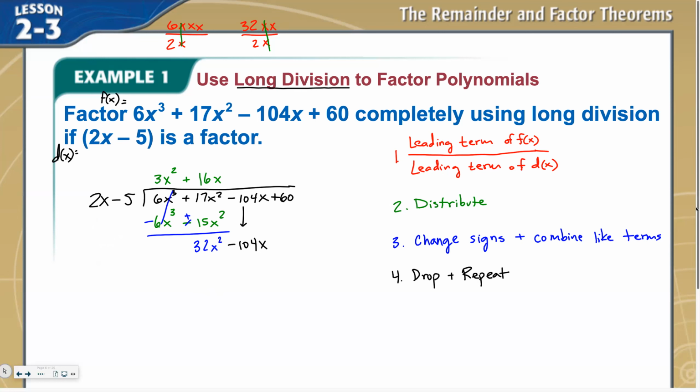Okay, step 2. I now distribute. So I'm taking this 16x and I'm multiplying it by 2x and also by negative 5. What is 2x times this 16x? What is 2 times 16? 32. And this x times this x gives us x squared, x to the power of 2. Very good.